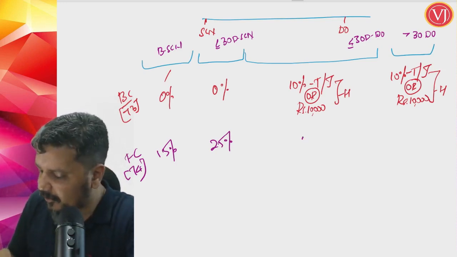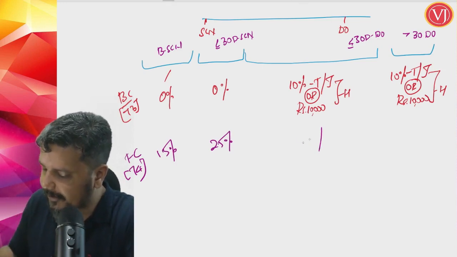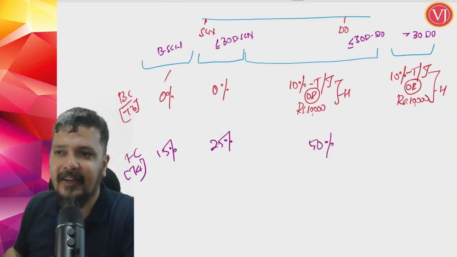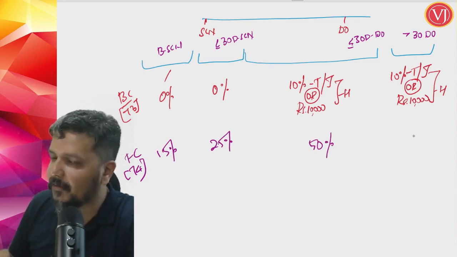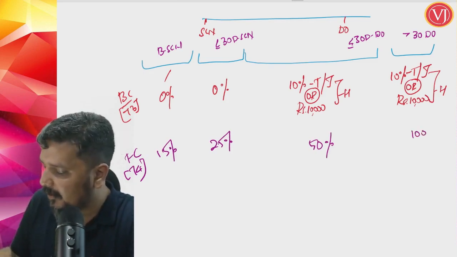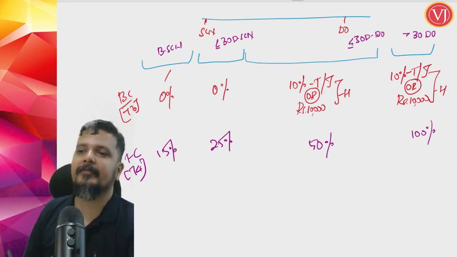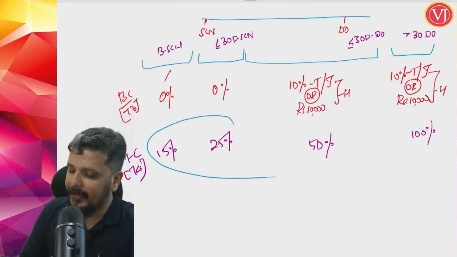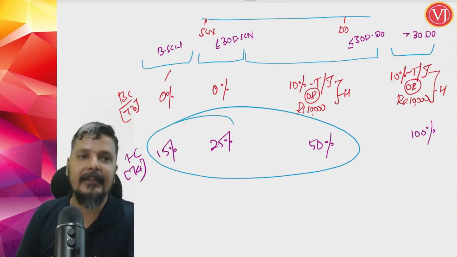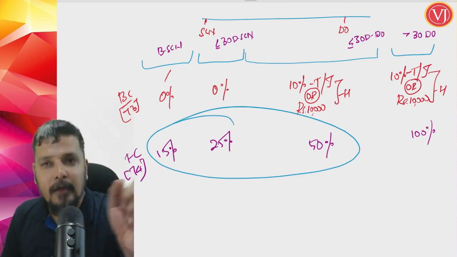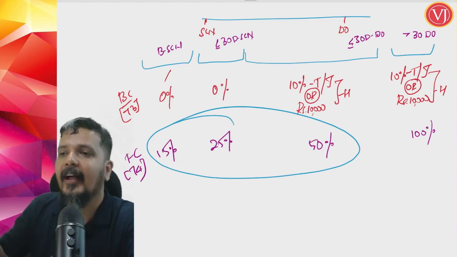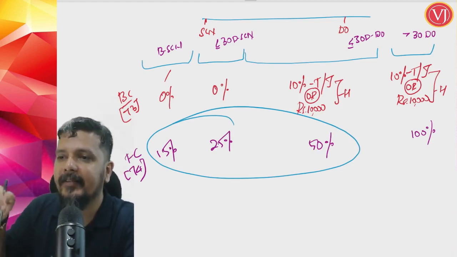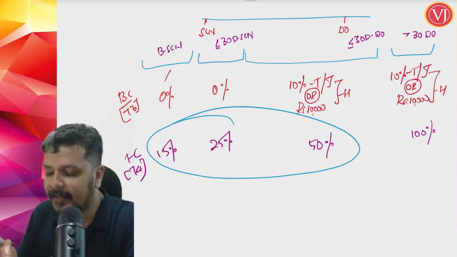After 30 days of show cause notice, before 30 days of demand order, 50% penalty of tax amount. And after 30 days of demand order, penalty is equal to 100% of tax amount. Please understand that the benefit of this reduced penalty will be received if you pay full tax, full interest and reduced penalty within that time.